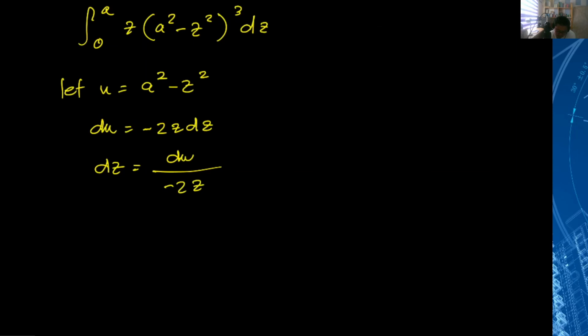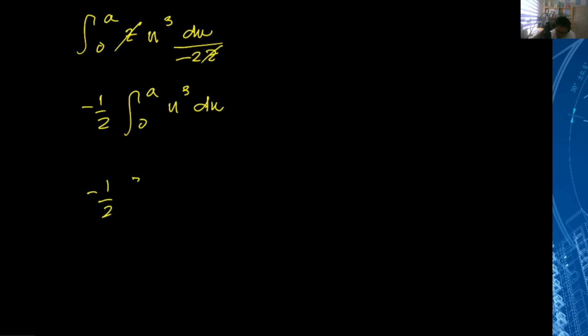Okay? I can now substitute the value of u and du to our original equation. So z, what is this term? This becomes u cube, no? dz is du over negative 2z. Okay? So this z cancels out. So factoring out negative 2, this is negative 1 half, 0 to a, u cube du.